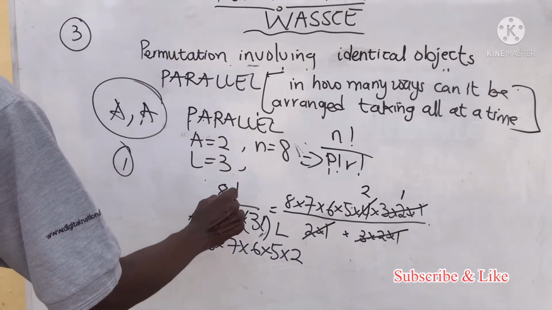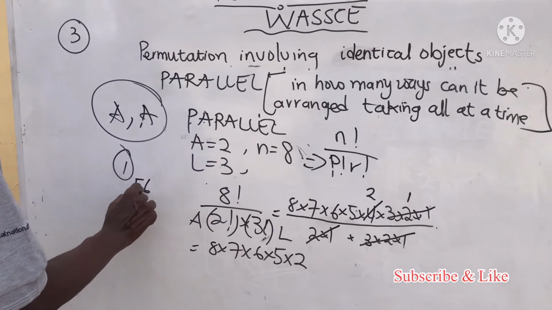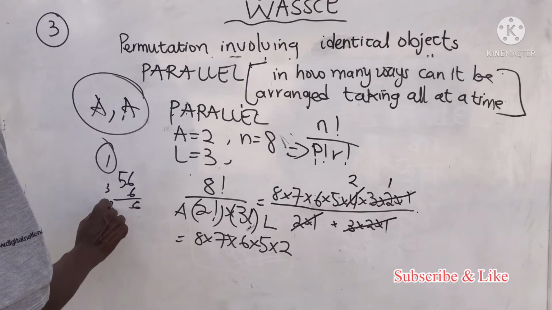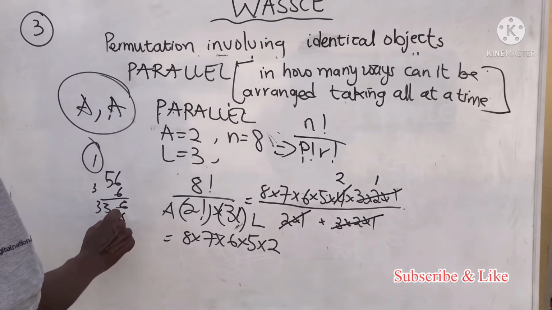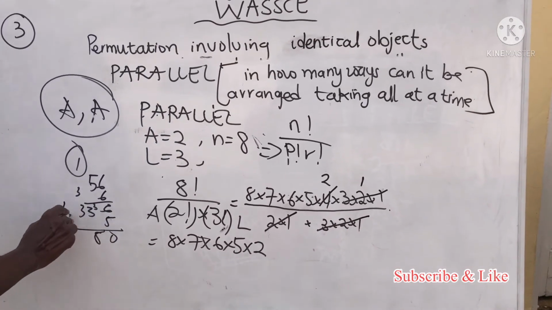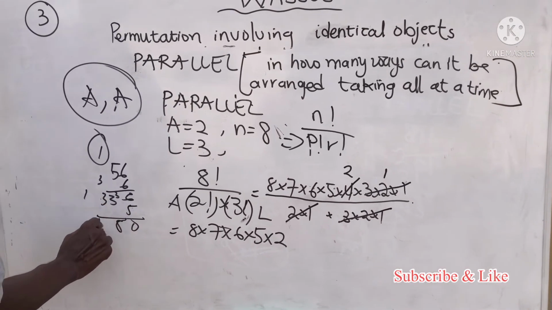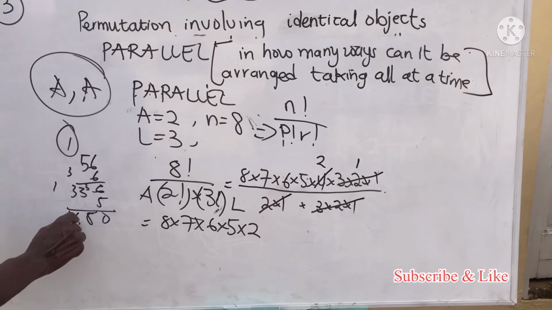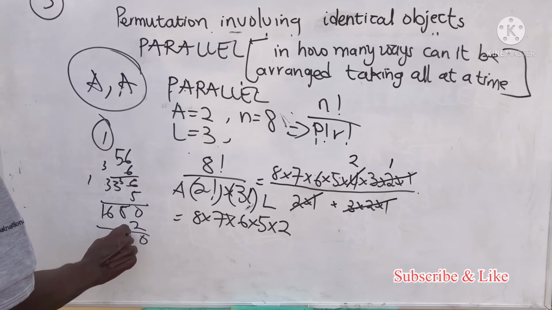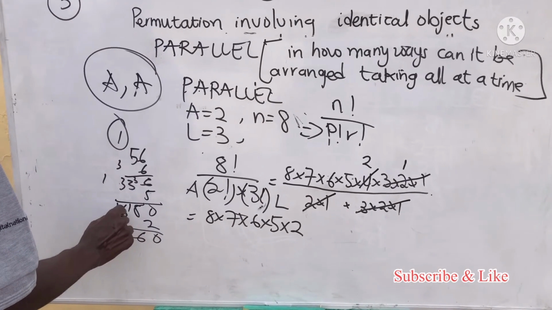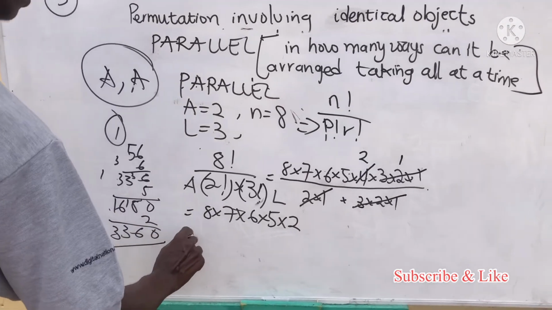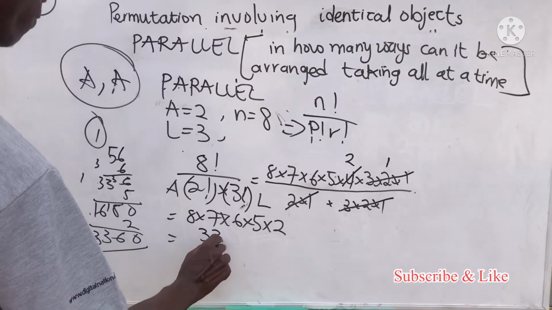8 times 7 is 56. 56 times 6 will give us 336, times 5 will give us 1680, times 2 will give us 3360. So therefore the final answer for this is 3360.